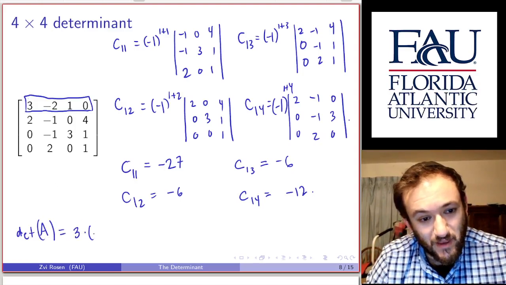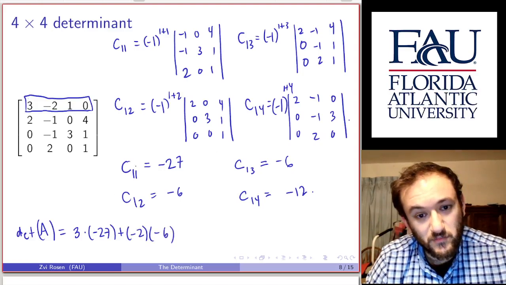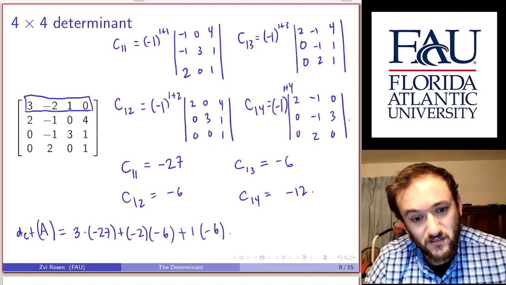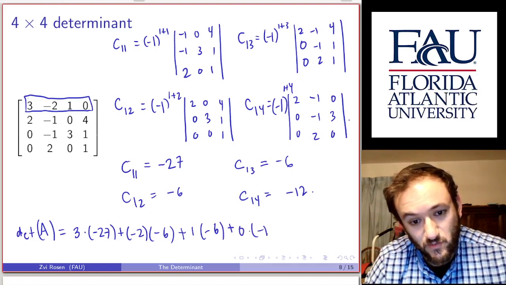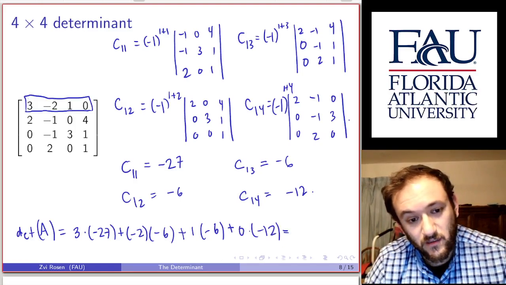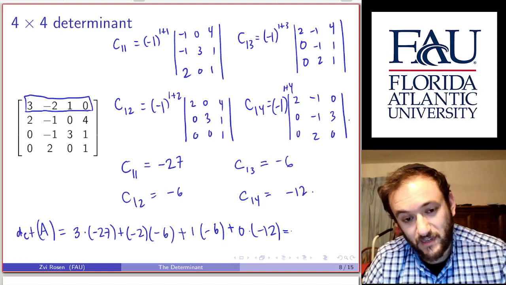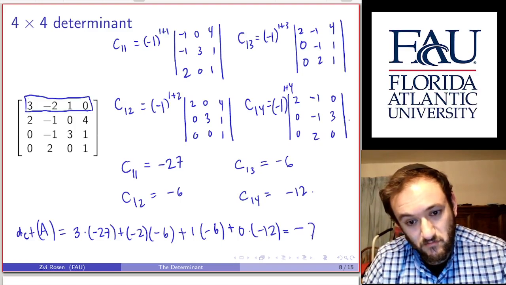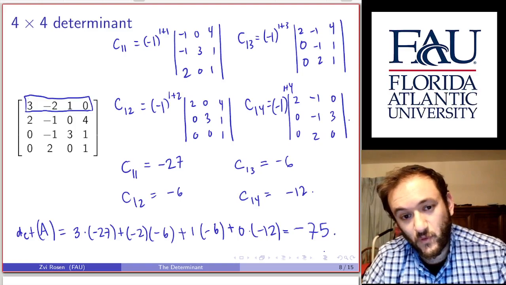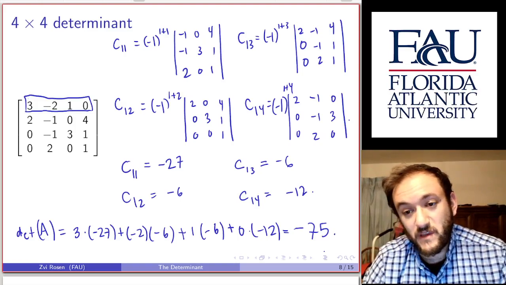Okay. Now plugging this into our formula, we have that the determinant of our matrix is 3, that's A11, times minus 27, plus minus 2 times minus 6, plus 1 times minus 6, plus 0 times minus 12. Okay, so that gives us minus 81 plus 12 minus 6, and that's minus 75. Okay, so that's the determinant of this matrix.